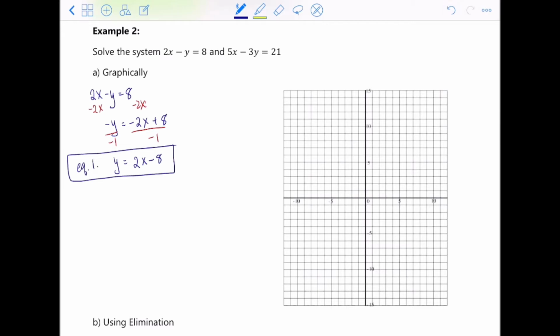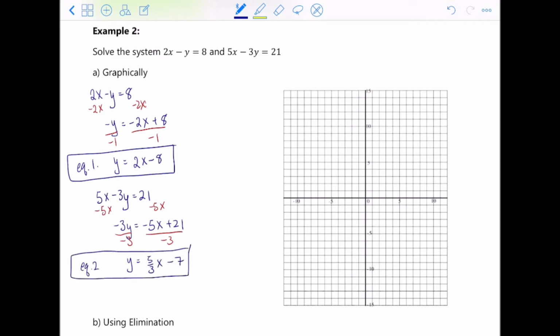Let's take a look at equation 2. We have the equation here, and I'm going to subtract 5x from both sides. We're left with negative 3y equals negative 5x plus 21. Divide both sides by negative 3. We get y equals 5 over 3 x minus 7. And this is equation 2. So let's graph these two lines.